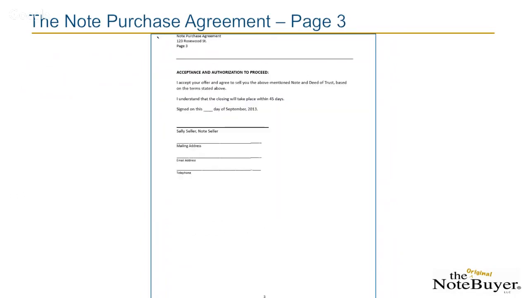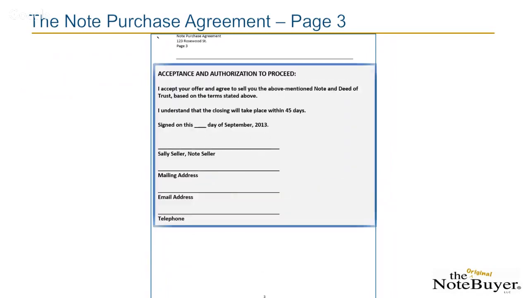Okay, this is the bottom of the agreement where I mention that they need to accept. So it just says that I accept your offer and agree to sell you the above mentioned note and deed of trust. Based on the terms stated above, I understand that the closing will take place within 45 days. So this is where Sally, and if there's a Sam seller, like I said, they would sign as well. And this is where I keep the note seller's contact information. I always know that I can get their email or phone number by going back to this agreement and looking on the last page.